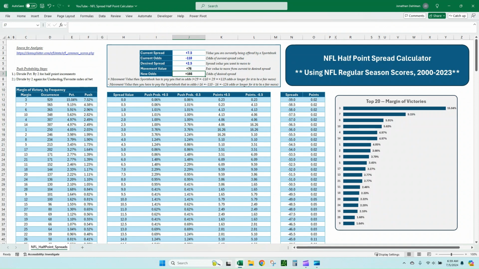So I don't know of another calculator on the web that can give you that type of spread movement. Usually you're going to see just half point movements, so it'd be 3 to 2.5. That's pretty common, but being able to see some large movements and be able to capture that value, I've got that all laid out here for you.